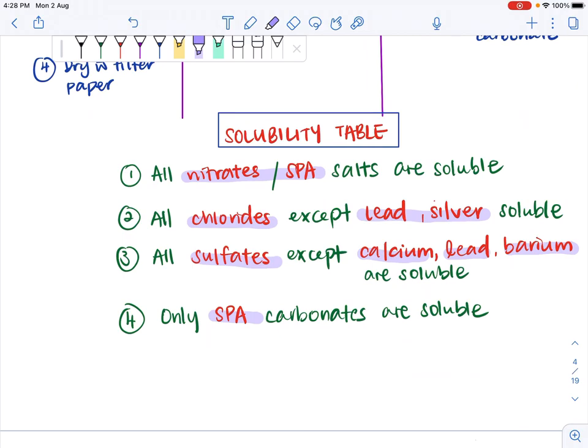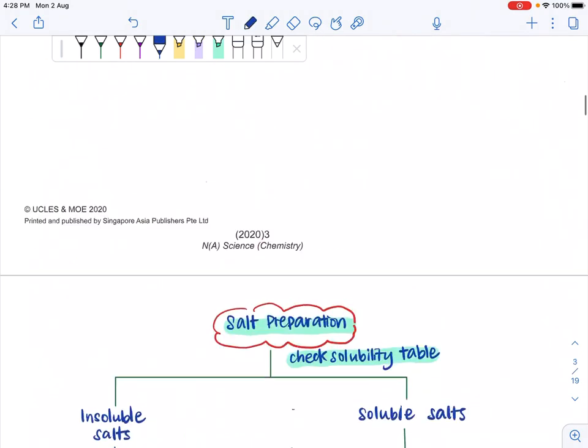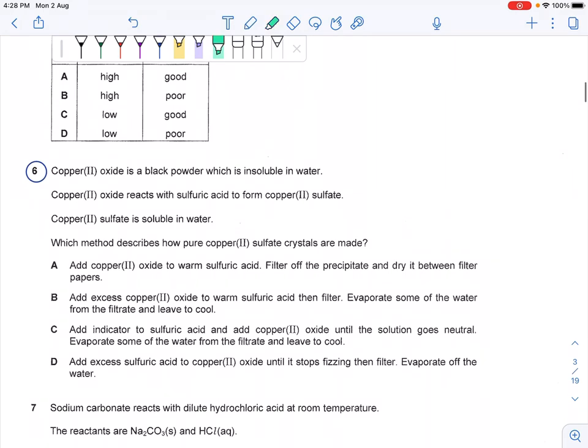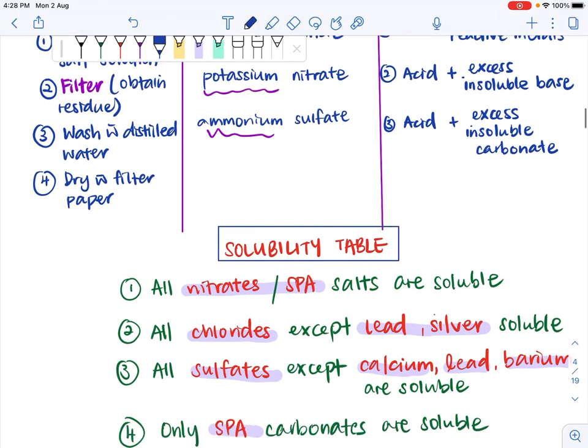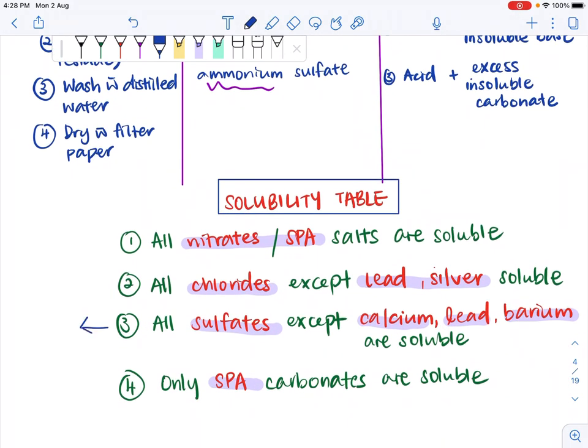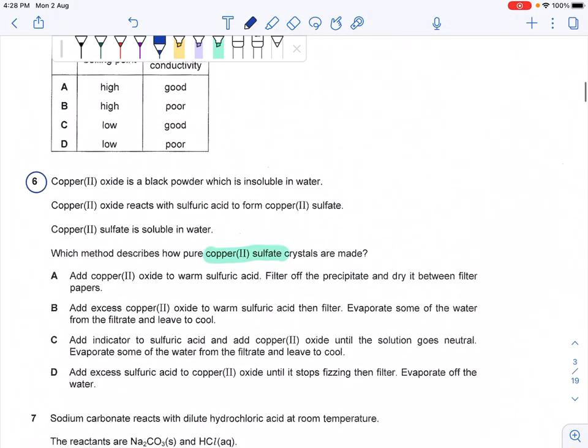Okay, so for example, in this question, you are asked to prepare which salt? Copper 2 sulfate. So back to the solubility table, copper comes under the sulfate category. So all is soluble except for calcium, lead, and barium. Copper is not calcium, not lead, and not barium, so it is a soluble salt. Other than that, it has been listed that copper 2 sulfate is soluble in water.